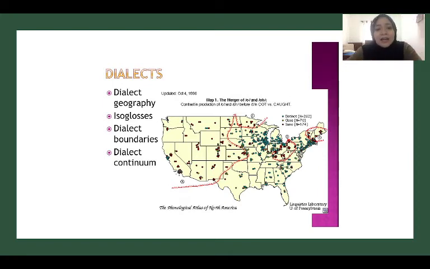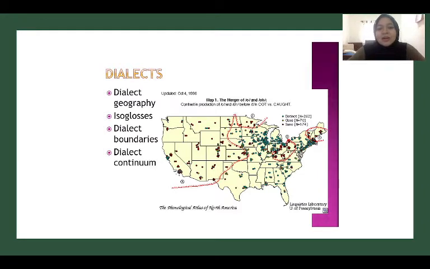Okay, and then the next term that I want to introduce you to is dialect continuum. Let's take an example of this one: the merger of O and O here. There's a contrast in production of O and O before T in "cot" and "caught". As you can see here, the pronunciation in "cot" is more distinct, so it is labeled using the green dots.